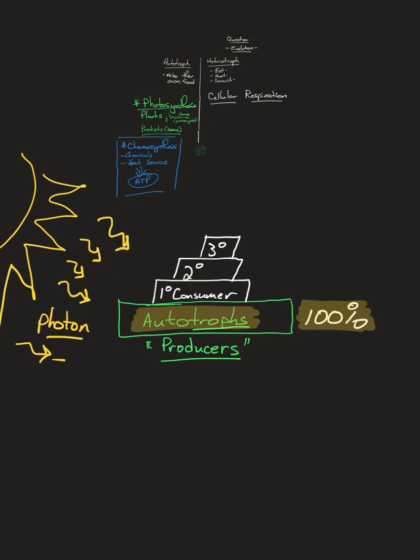What percent of that 100% can the primary consumers eat successfully? Actually take it into themselves. They can only take 10% of that. So the max that they can take, if there's 100 units, then the max they're going to be able to get on the primary consumer is 10.